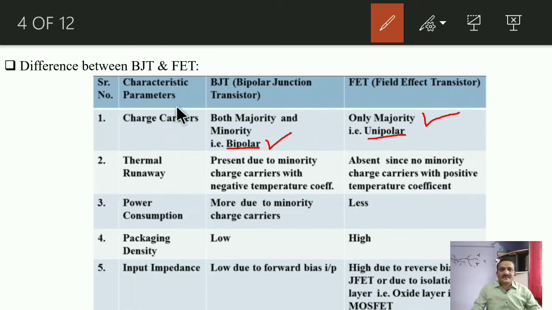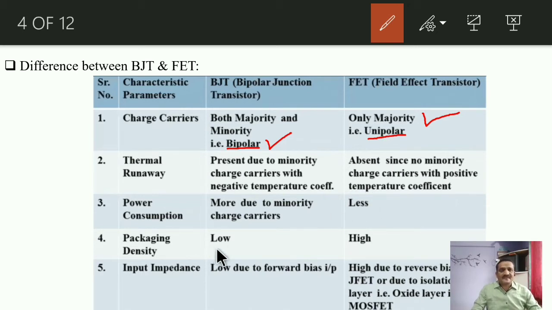Then the second parameter is thermal runaway, which is again most important. In case of BJT, as there are minority charge carriers, thermal runaway occurs, which depends directly on temperature, while in the FET family thermal runaway does not occur due to the absence of minority charge carriers. Then the third parameter is power consumption. In case of BJT it is more, again due to minority charge carriers, and in case of FET, as it is unipolar, the power dissipation or consumption will be less.